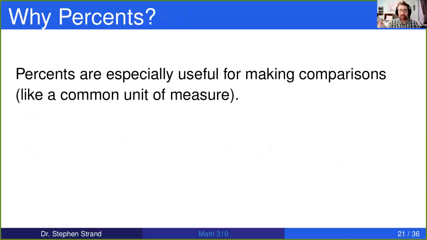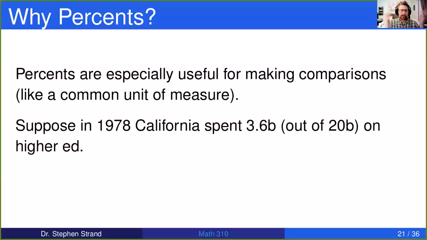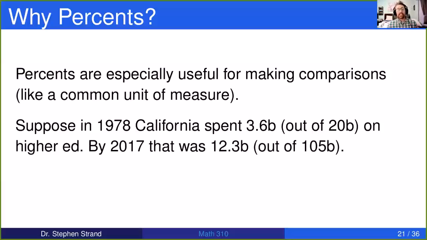And percents are really nice, especially for being able to compare different kinds of quantities. They act like a common unit of measure in lots of ways. So again, back to the budget example. Suppose, just hypothetically, that in 1978, California spent $3.6 billion out of a budget of $20 billion on higher education, okay? And then by 2017, they spent $12.3 billion out of a budget of $105 billion. Just looking at those numbers, 12.3 billion is bigger than 3.6 billion. It's quite a bit bigger. It's not quite 4 times as much. So by that metric, it might seem like California spends more on education. And in one sense, they do. But there's a lot of things that make those numbers not really good to compare.